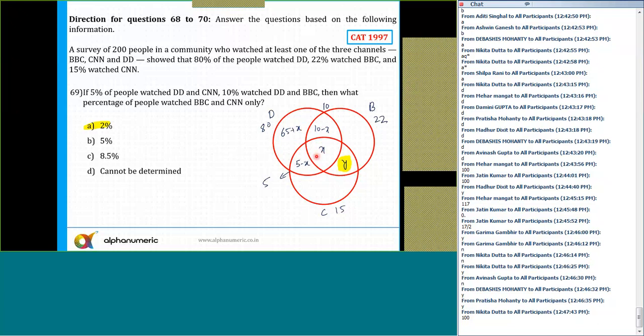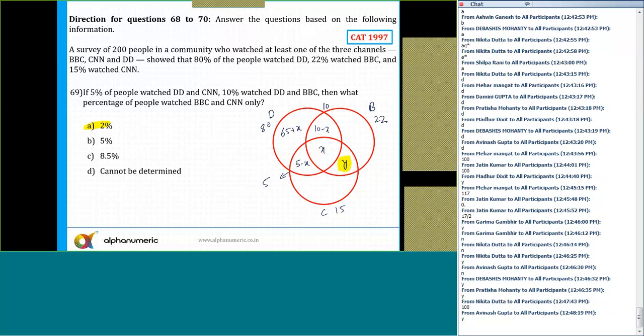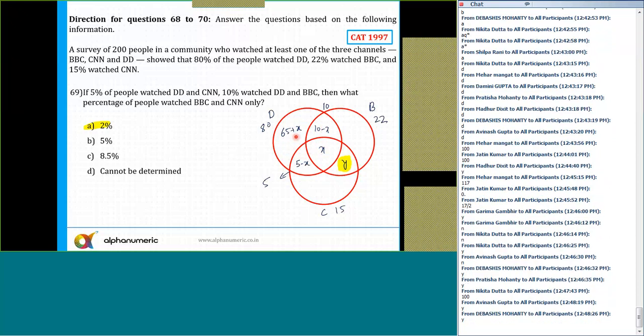The middle portion is X. The sum of these two is 5, so this is 5 minus X. The sum of these two is 10, so this will be 10 minus X. And the sum of these four must be 80, so it will be 65 plus X. Similarly, we can find this also.